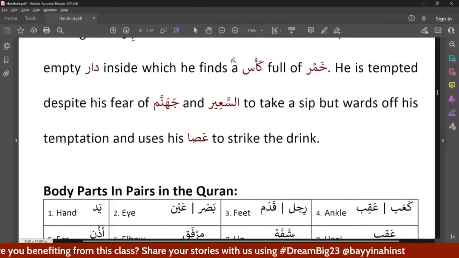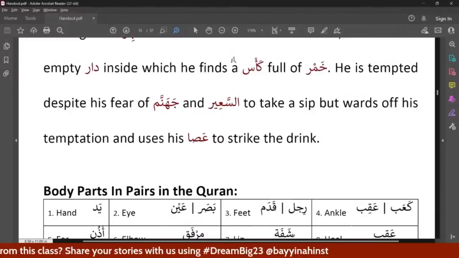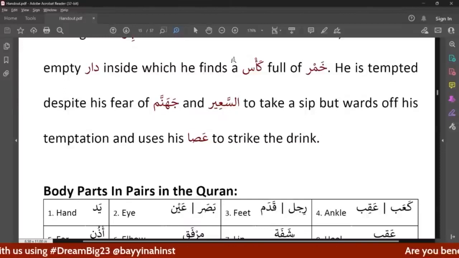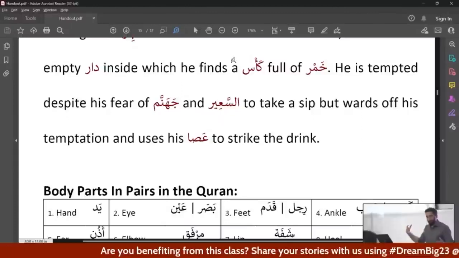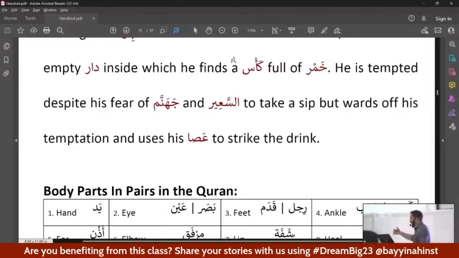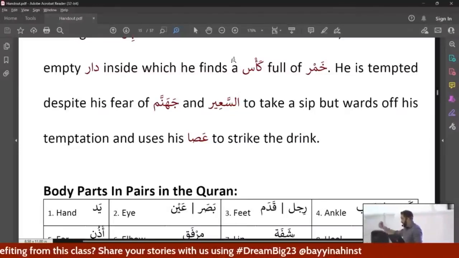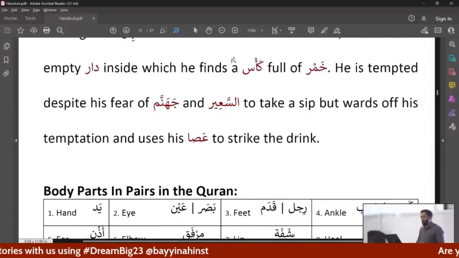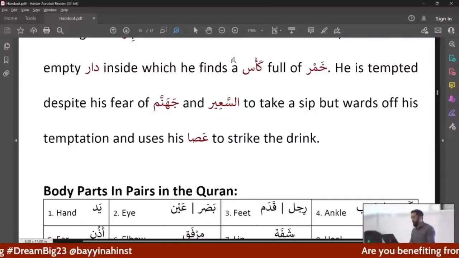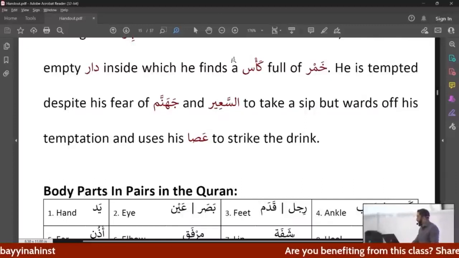Okay, but wards off his temptation and uses his asa. Stick sounds a little lame. It's staff, and I want you to know that staff is not like he had like a bunch of interns. Not that kind of staff. The staff is like a really large one. That's called the asa. Okay. Yeah, like the staff of Musa. Okay. So he uses his asa to strike the drink.